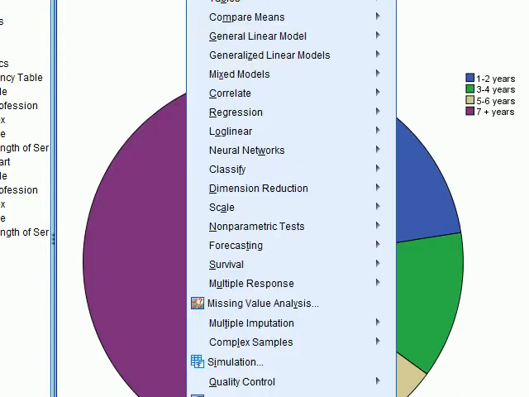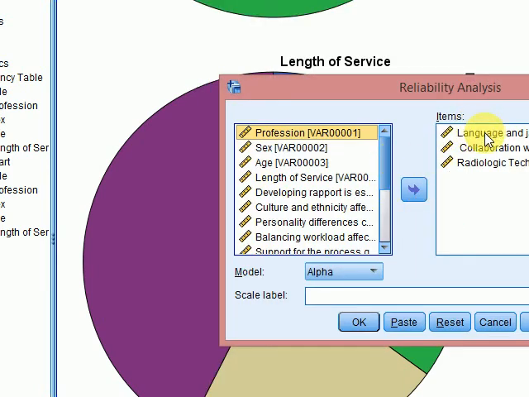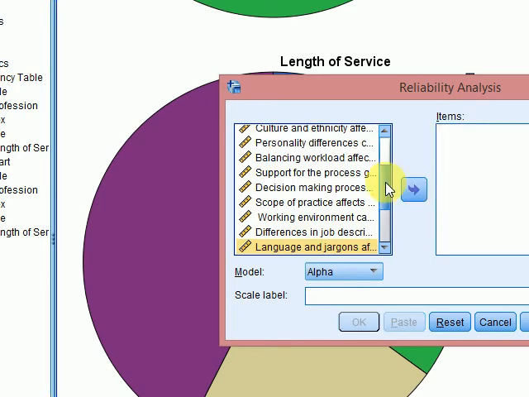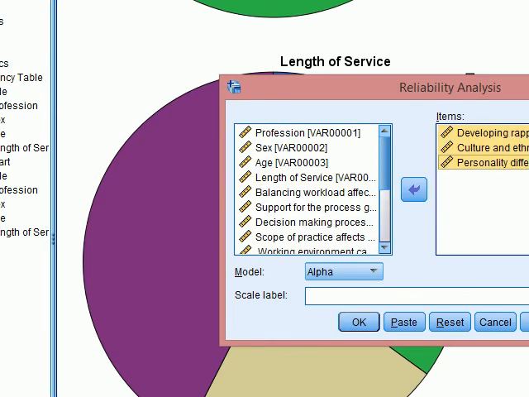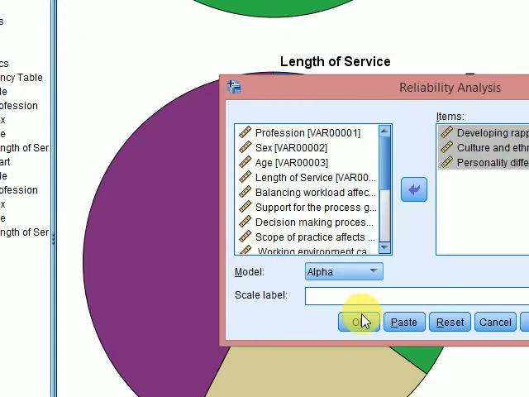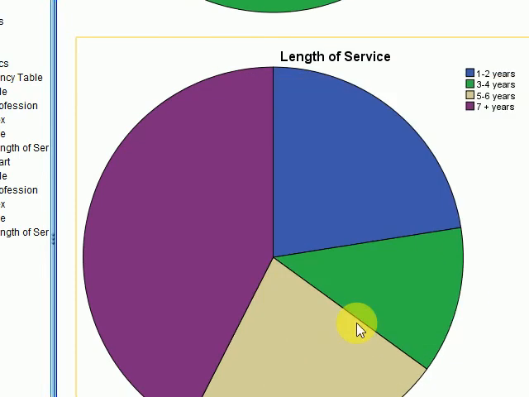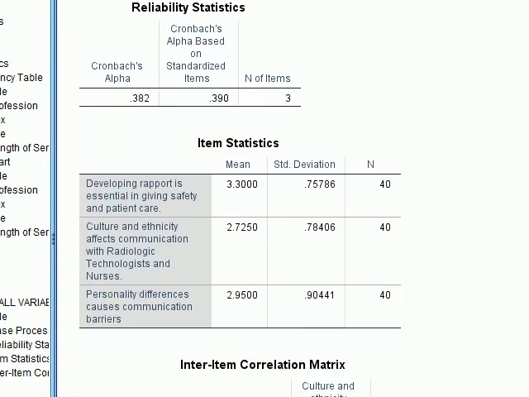And then we go to the next, which is the scale. This is the one that I try to tell you. Alright, so first, your reliability analysis. Okay, first, the developing rapport, first 3 questions. Okay, I included the item correlation, inter-item correlation, and the result. As you can see, the result is 0.39.